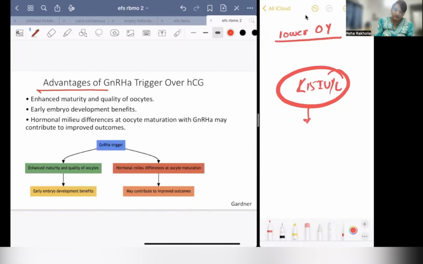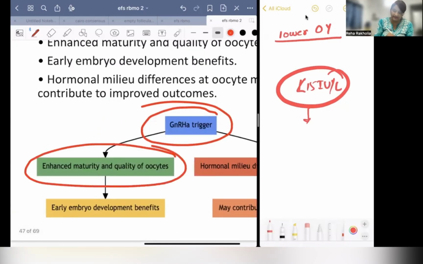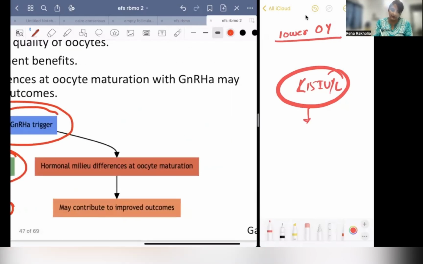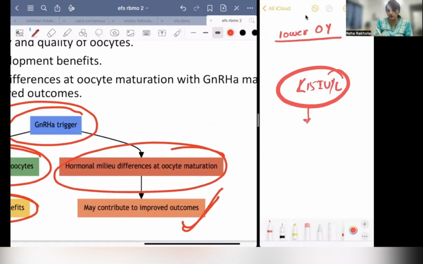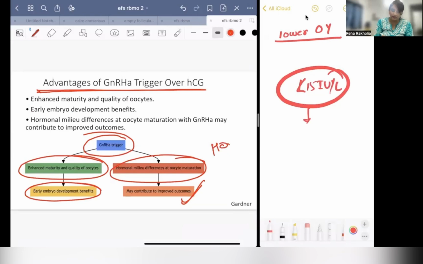Then, the advantage of GnRH agonist trigger over HCG. GnRH agonist trigger enhances the maturity and quality of oocytes, and early embryo development will be there. The hormonal milieu at mature oocyte may contribute to the improved outcome. These are the benefits. First, hormonal milieu. Second is early embryo development, and oocyte quality and maturity is good.